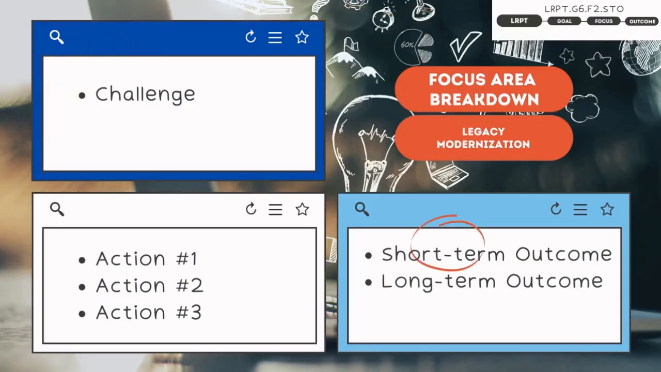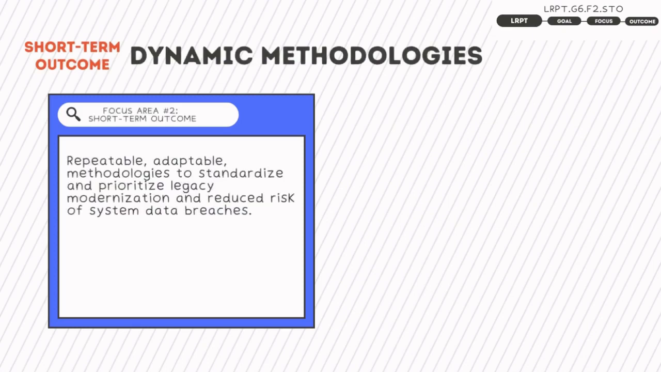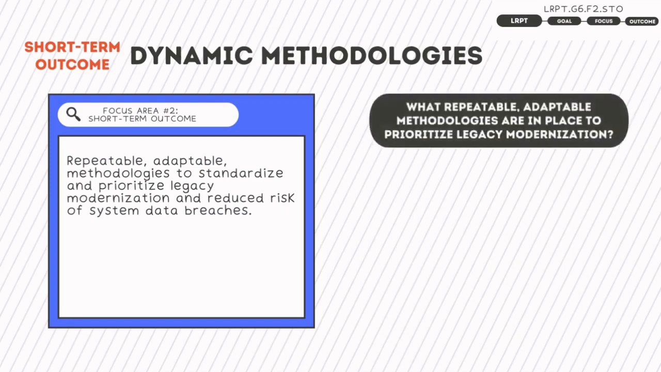software. Now that we understand the challenge and have some actionable ideas, let's look at outcomes. The short-term outcome of legacy modernization is repeatable, adaptable methodologies to standardize and prioritize legacy modernization and reduce risk of system data breaches. Thinking about some of the action steps we have covered so far, what repeatable, adaptable methodologies are in place to prioritize legacy modernization? Are these processes dynamic enough to evolve as needed?